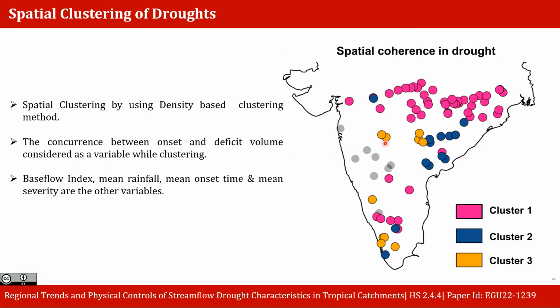So we found three clusters. Cluster one is in the north part of the study area, and in the northeast and middle east part, we got cluster two, and cluster three is more over in the south of the peninsular area. And there are some basins which are outliers and do not fall in any of the clusters.